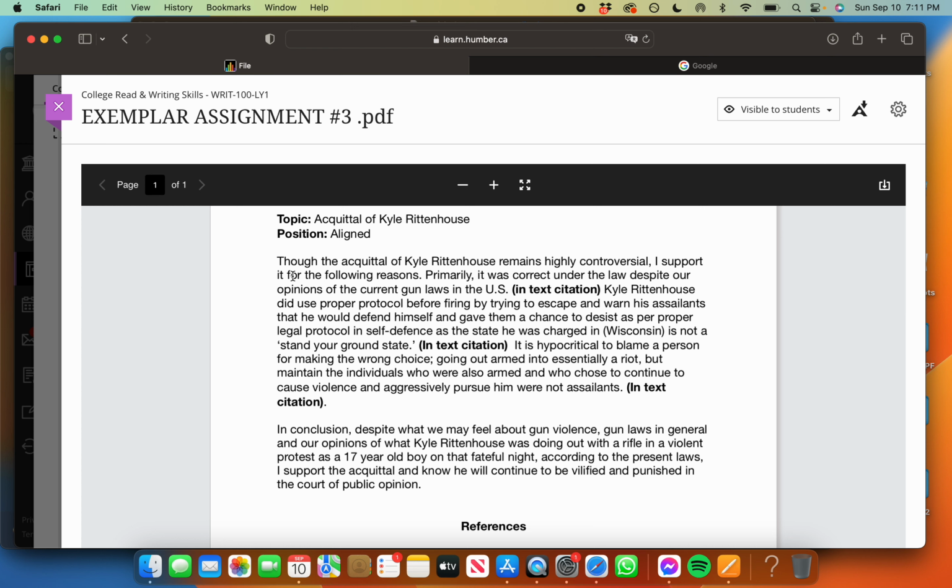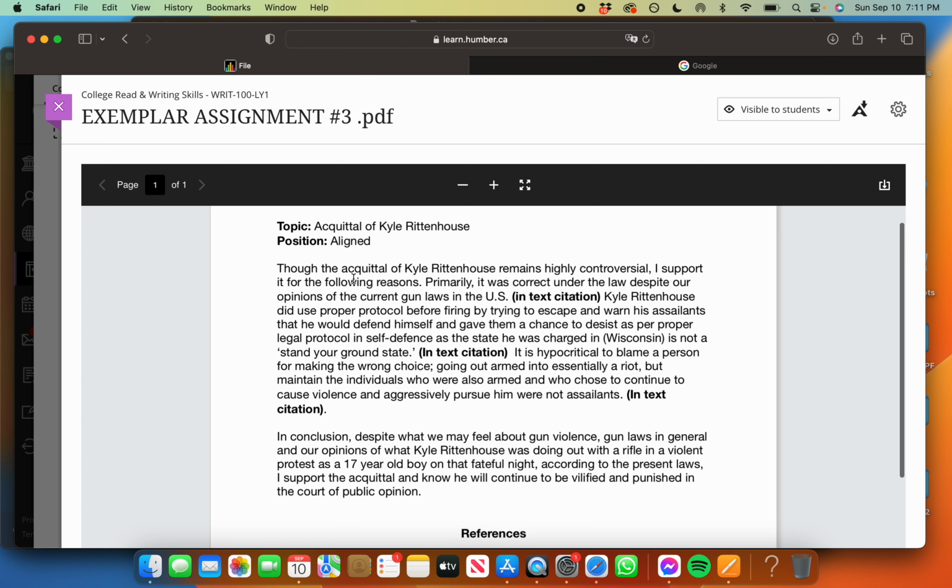So let's go through this. This is just the argumentative portion. Though the acquittal of Kyle Rittenhouse remains highly controversial, I support it for the following reasons. Primarily, it was correct under the law, despite our opinions of the current gun laws in the U.S. In-text citation. Kyle Rittenhouse did use proper protocol before firing by trying to escape and warn his assailants that he would defend himself, and gave them a chance to desist as per proper legal protocol in self-defense, as the state he was charged in, Wisconsin, is not a stand your ground state.